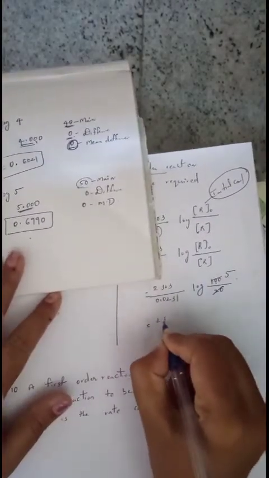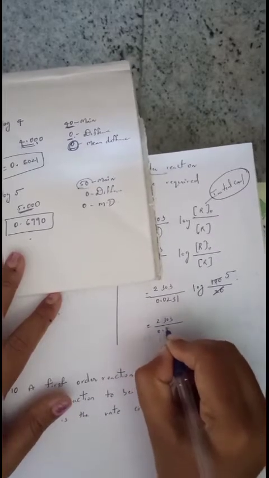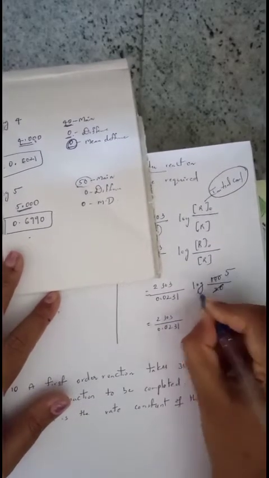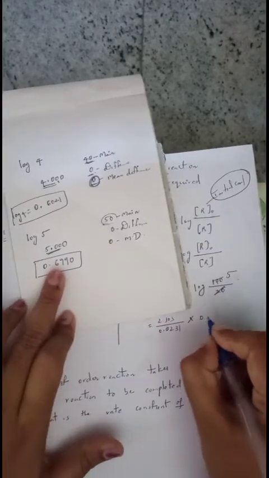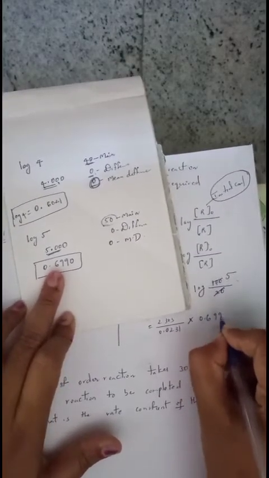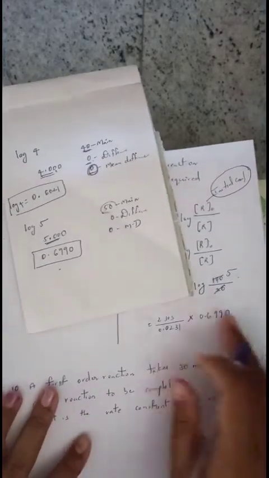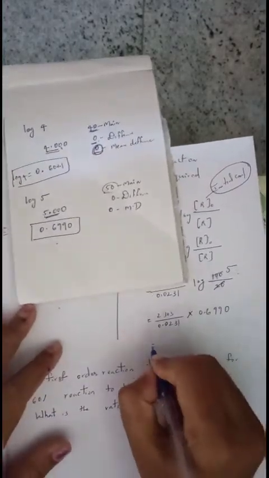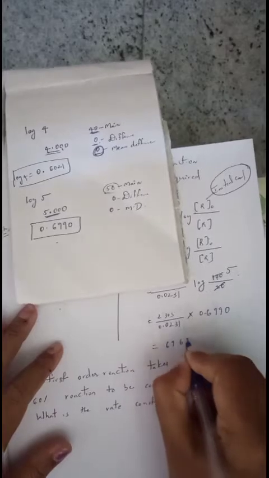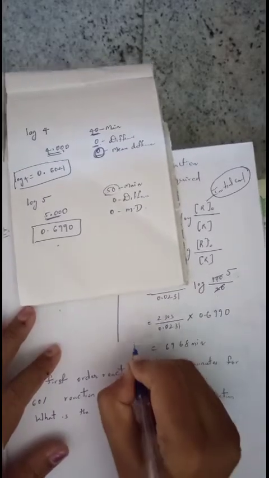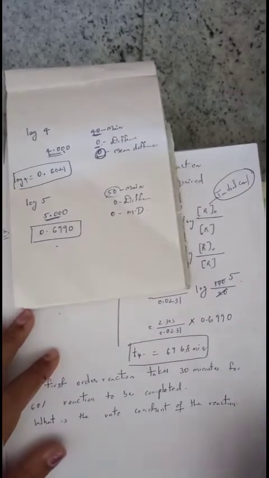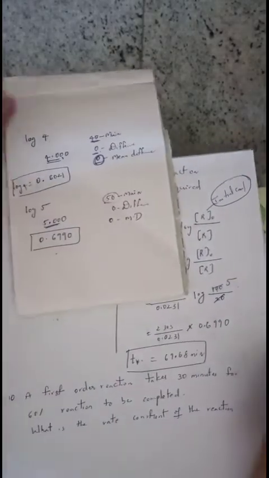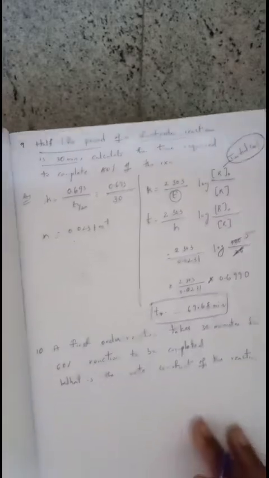Log 5 is 0.6990. You just write here T equals 2.303 divided by 0.0231, and in place of log 5 you write 0.6990. Then by calculating all this you will get the answer, 69.68 minutes. Here we are finding the T value, the time required. The time required is 69.68 minutes for the first order reaction.